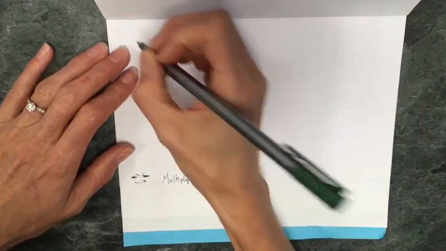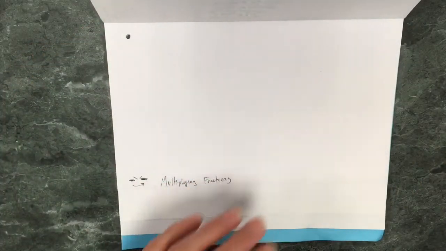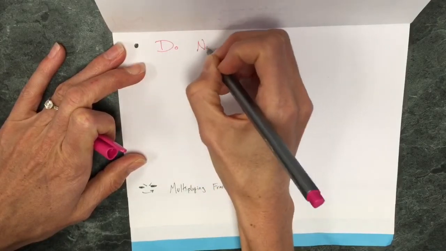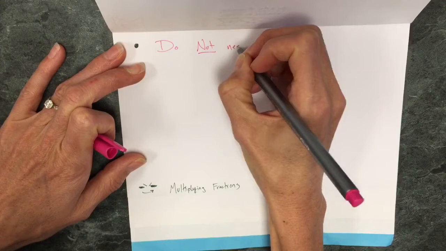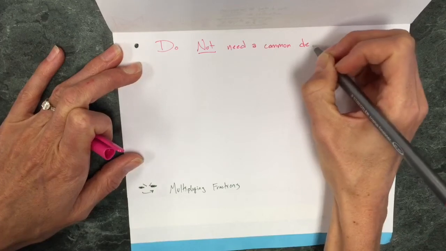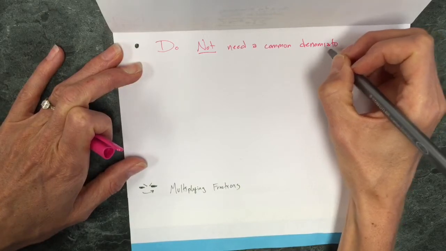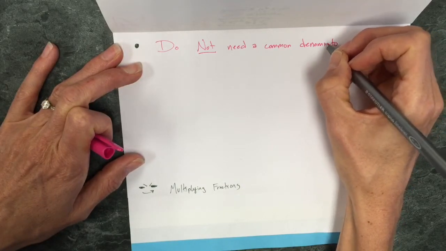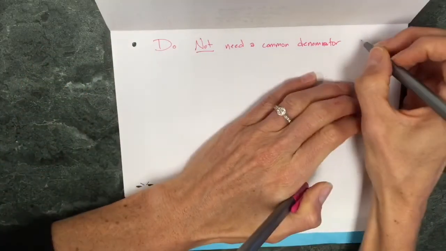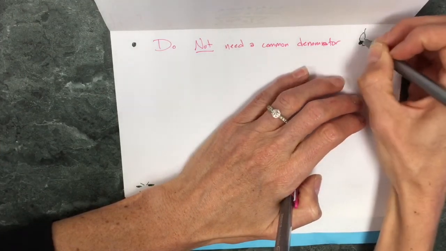My favorite part about multiplying fractions is that you do not need a common denominator. There you go. You do not need a common denominator. Yay! So it makes them essentially a bit easier than adding and subtracting fractions.